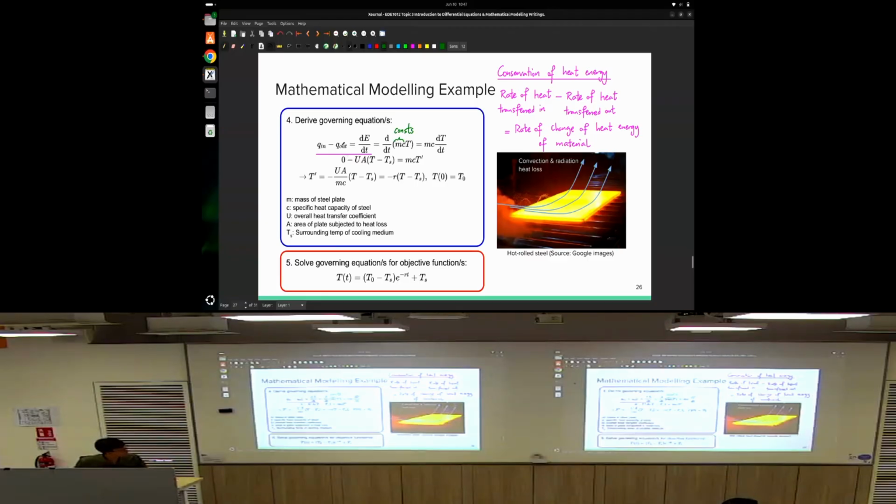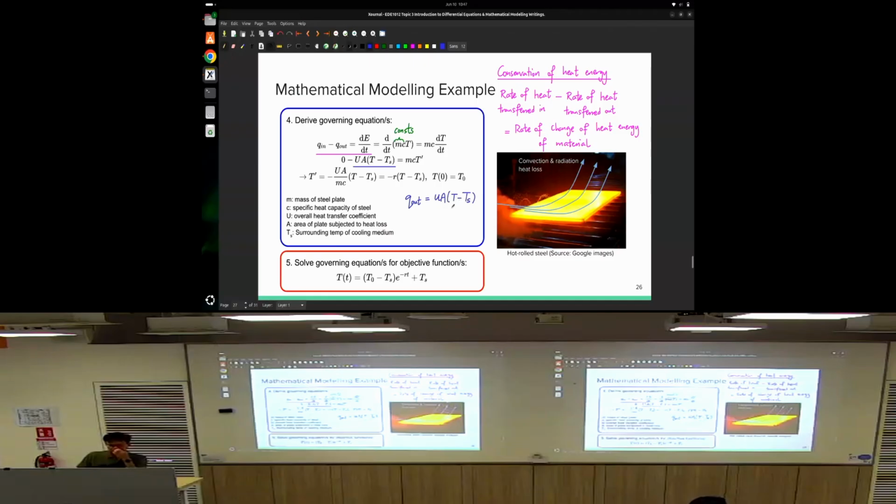Okay? Then what's Q out? Q out is your convective and radiation heat loss. Because it's resting on some platform where airflow can occur, natural convection and forced convection can occur. So there's going to be heat loss by convection as well as radiation. This convective and radiative heat loss is governed by UA(T minus Ts). So let me write down. This is going to be your Q out. So Q out equals UA(T minus Ts).